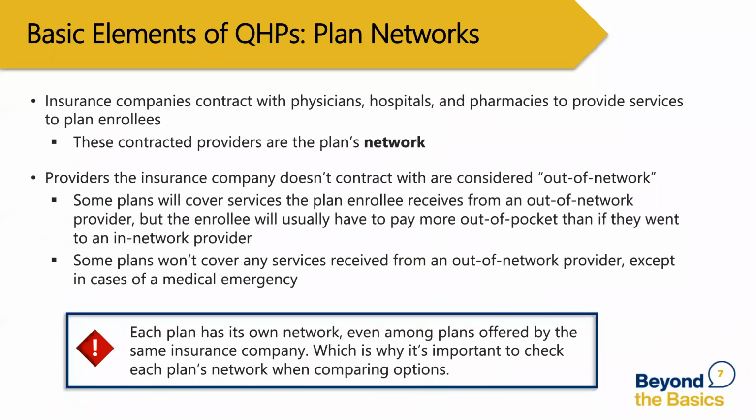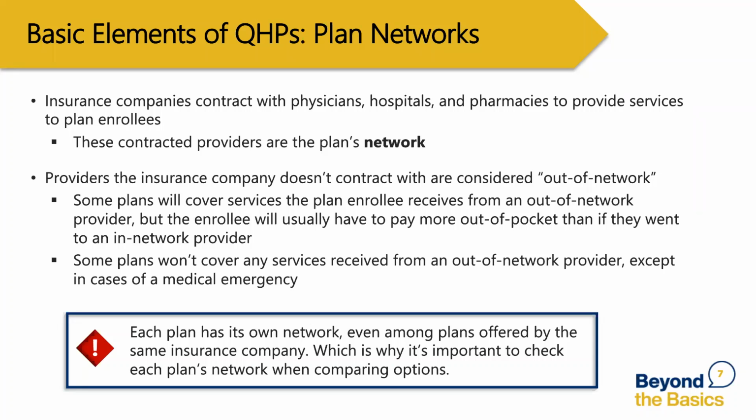Another important element of any insurance plan, including the QHPs, is the plan's network. The insurance company that offers the plan will make a contract with physicians, hospitals, and pharmacies to provide services to the people who are enrolled in the plan. And these contracted providers are called the plan's network. They're members of the plan's network.